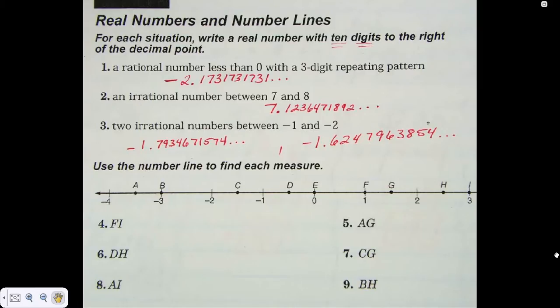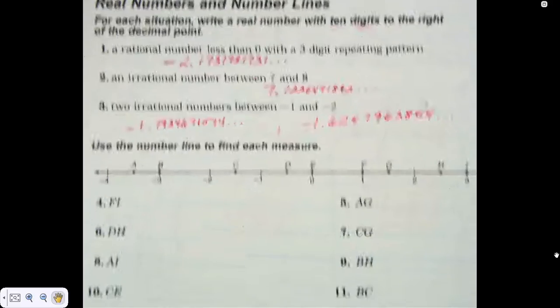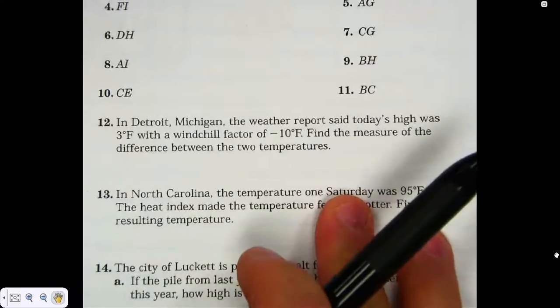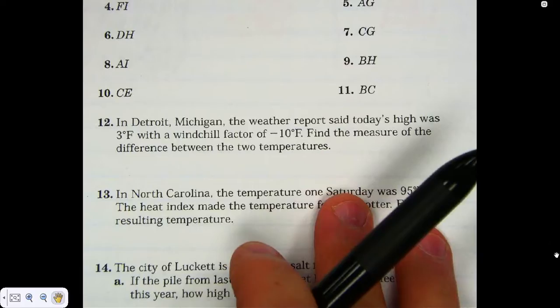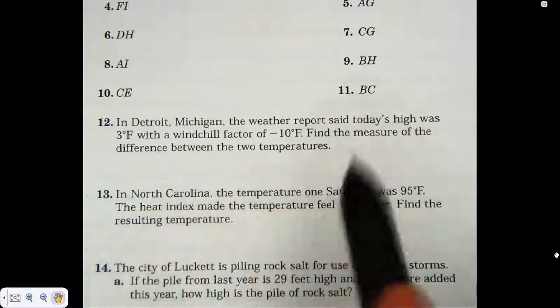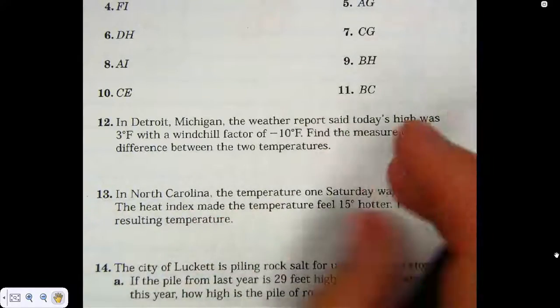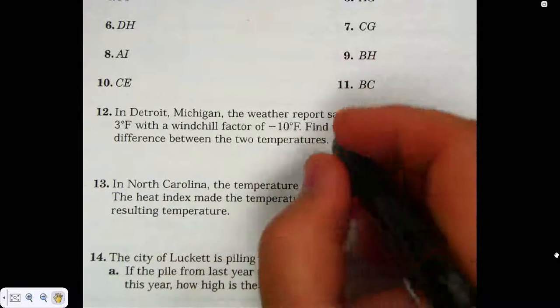Everybody look at number 12. Detroit, Michigan, the weather report says that the high was 3 degrees Fahrenheit with a wind chill factor of -10. Find the measure difference between the two temperatures. Can you survive that temperature? Yes. It's just not very much fun. You better bundle up. Trust me, my mom grew up in Michigan.